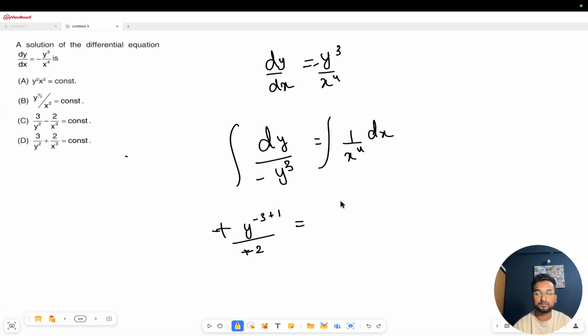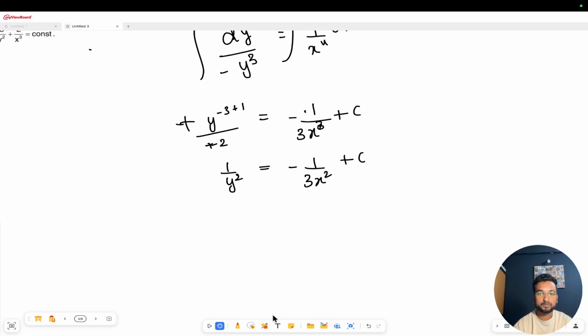this minus minus is cancelled out. So this will be x to the power minus 4 plus 1, x to the power minus 3 upon minus 3 plus c. So this will be 1 upon y square minus 1 upon 3x square plus c. Okay, so your answer will be what? 1 upon 3x square plus 1 upon y square equals a constant.